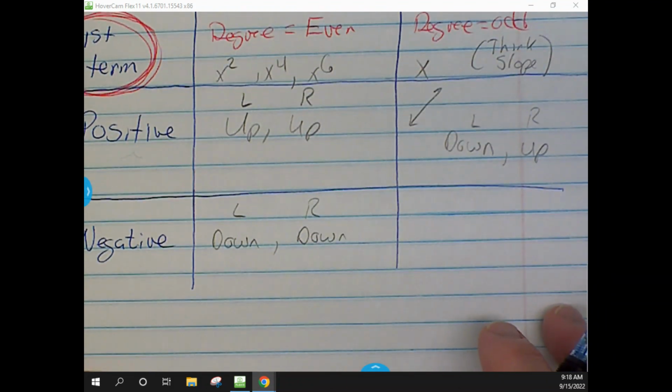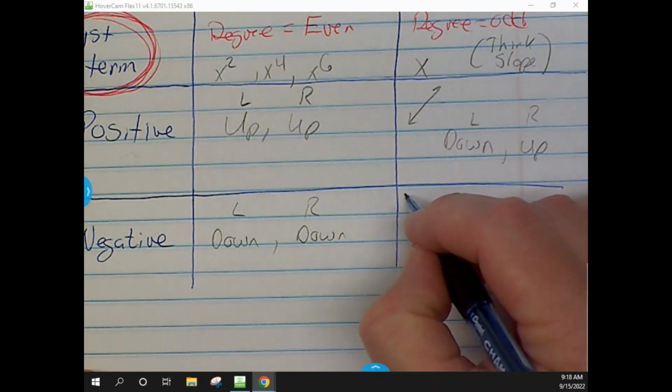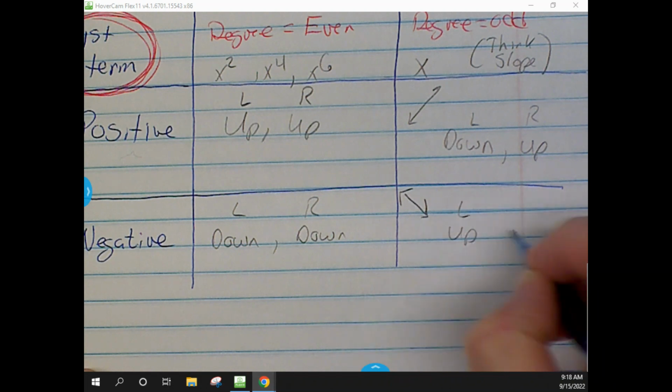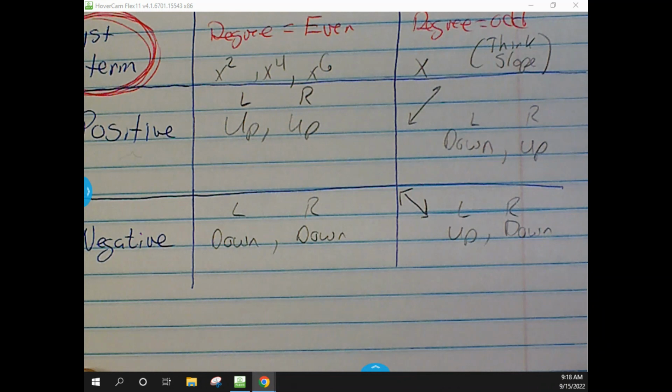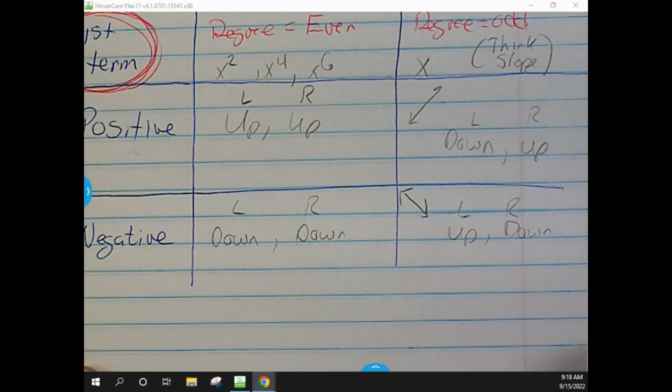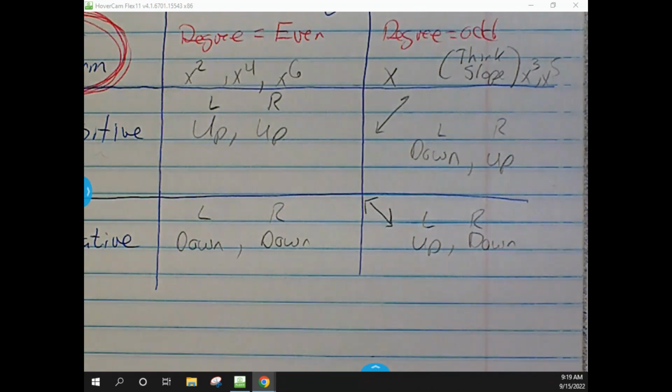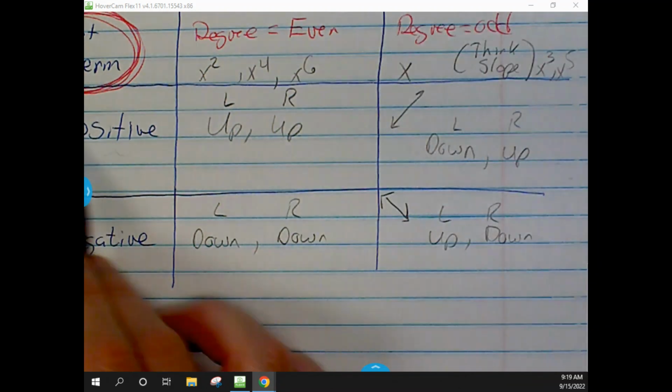Okay, if you think about a negative slope line, it's the opposite, right? The left side is up, and the right side is down. And again, that doesn't mean whether it's x or x to the third or x to the fifth, it doesn't matter what it is. If that first term has an odd power, there's always going to be one that's up and one that's down. And basically it's this: if it's positive, you know which side's going to be up.